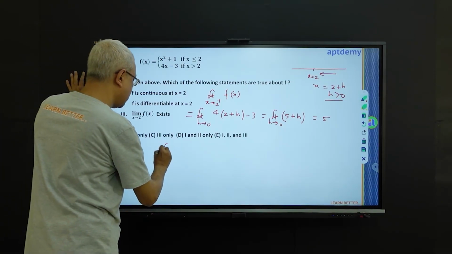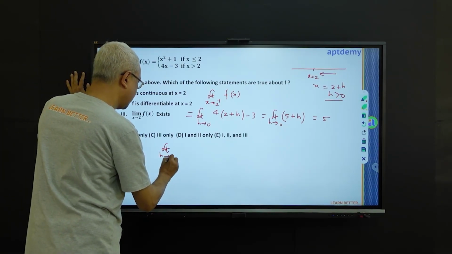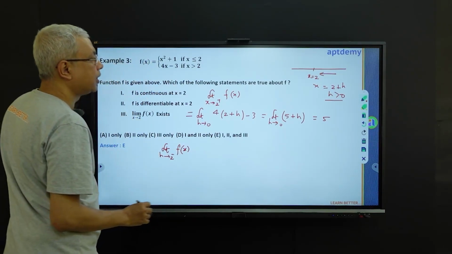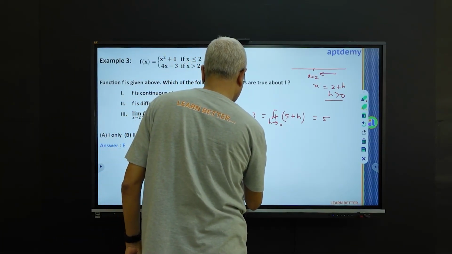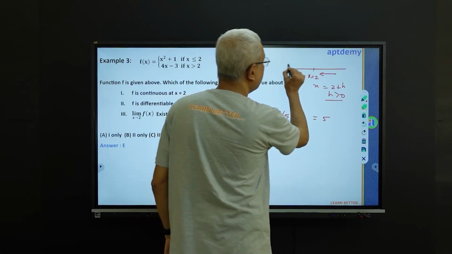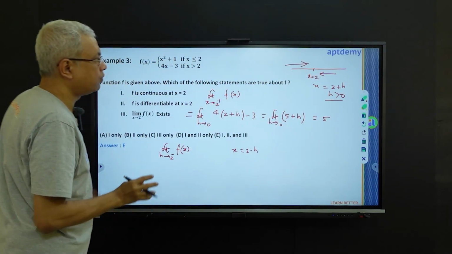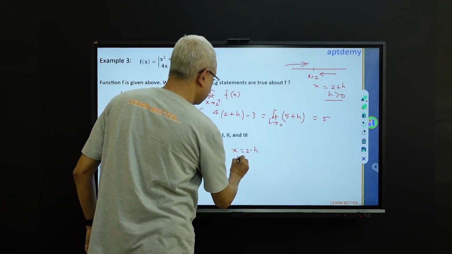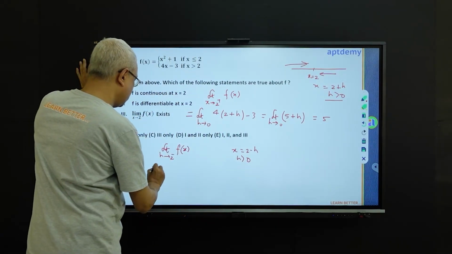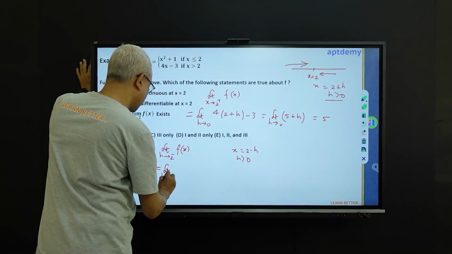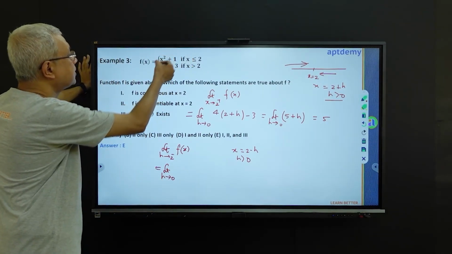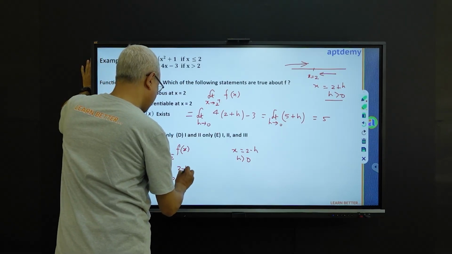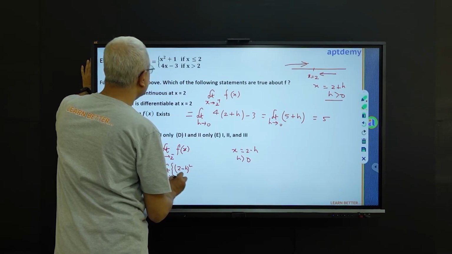Now limit of f(x) as x approaches 2 from the negative side. Again in this case I can write x equal to 2 minus h, and h is greater than 0. So it is limit h approaching 0, x is less than 2, so I can write it's (2 minus h) whole square plus 1.